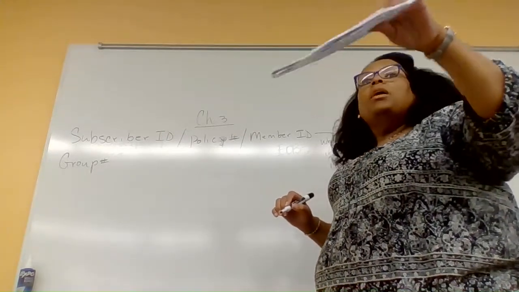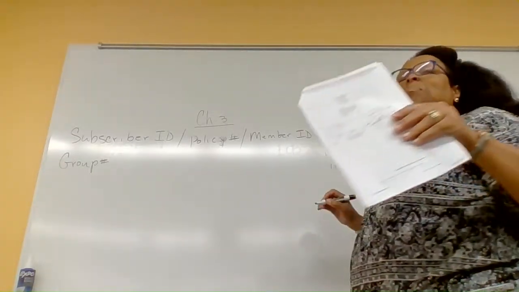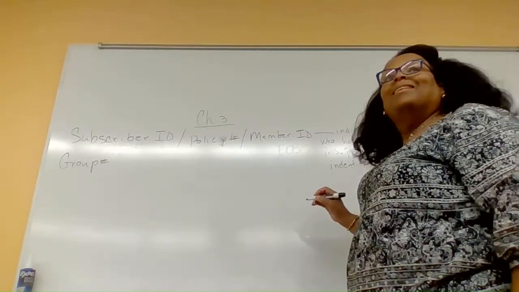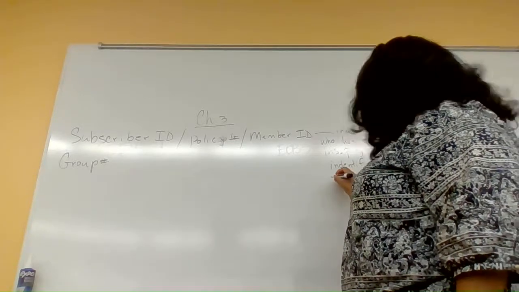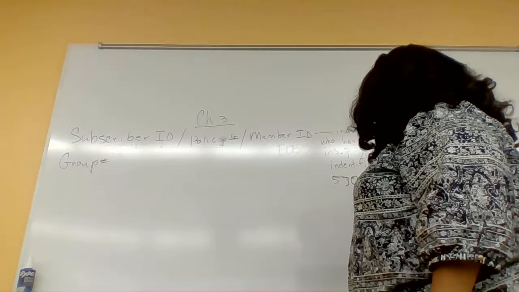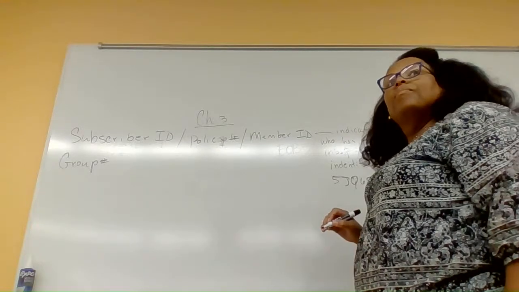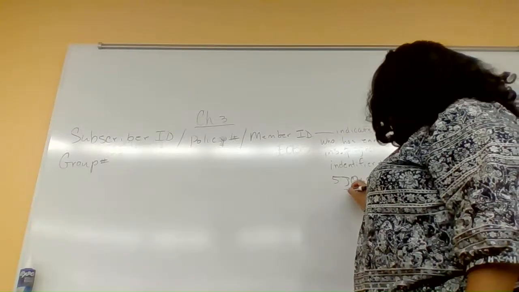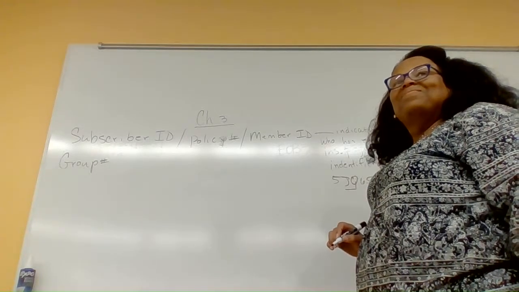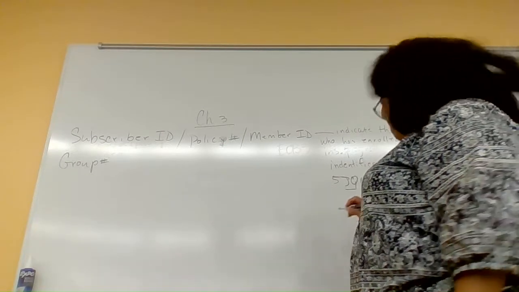Now, let me give you an example. Regina, give me an example. Just make up one. No, wait a minute. How about Blue Cross Blue Shield? 5JQ 658A. JQ tells you what state. The next two numbers tell you what, and the last three numbers tell you what company is the identifier.